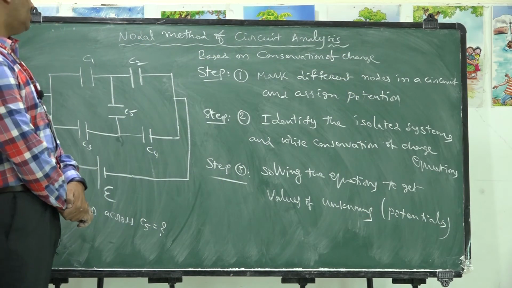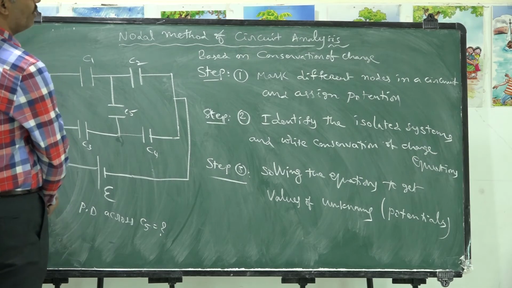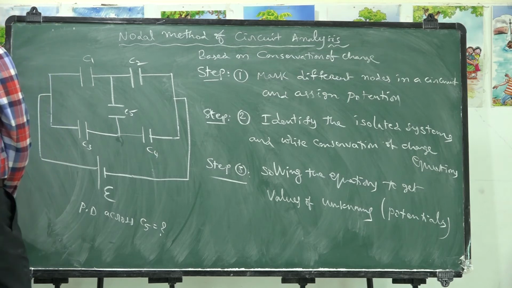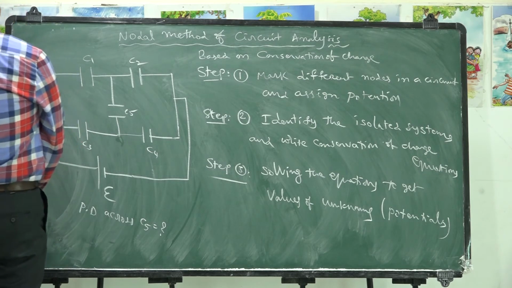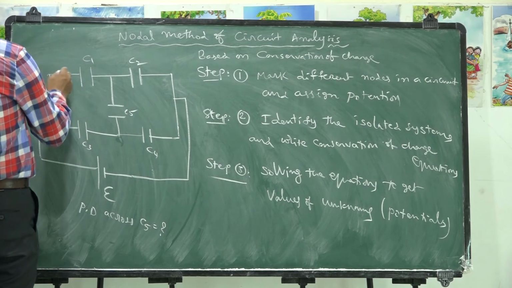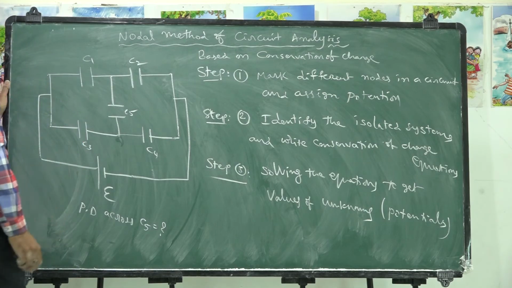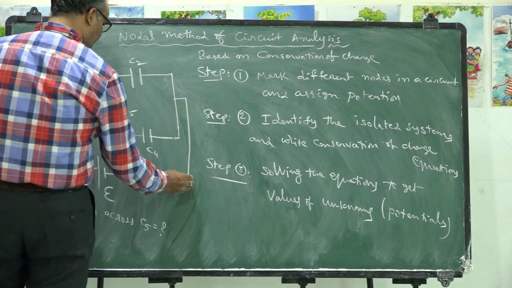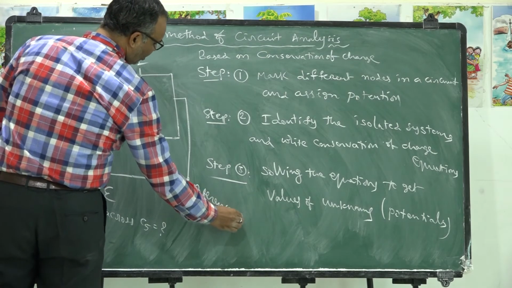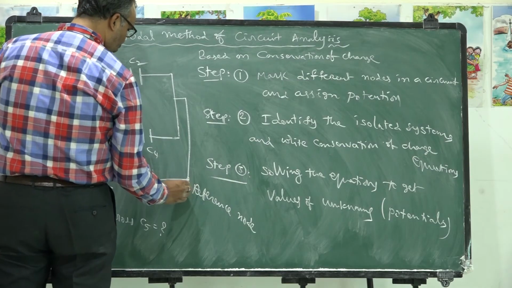Let me apply the three steps in this given circuit. First of all, we should mark different nodes. Let me give the names for different nodes. Otherwise, you take this is a node, this is a node, this is a node. Node means a junction. Let me take this node as a reference node, and let me take the potential of the reference node as 0.